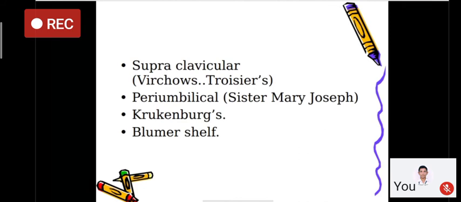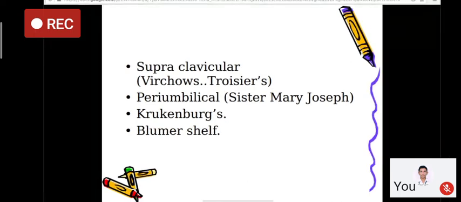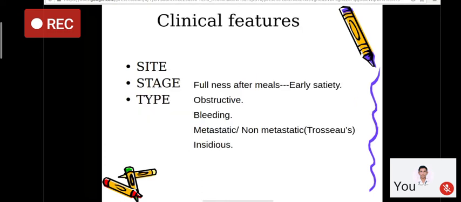It can present as Krukenberg's tumor, a tumor which has fallen down from the stomach onto a fertile ovary and then grown there. So it becomes a Krukenberg's tumor. Or the same cells can fall down from the stomach and sit in the pelvis, and once you do a rectal examination you can feel an extrarectal mass, which you call Blumer's shelf. So these are presentations of CA stomach in an advanced setting.